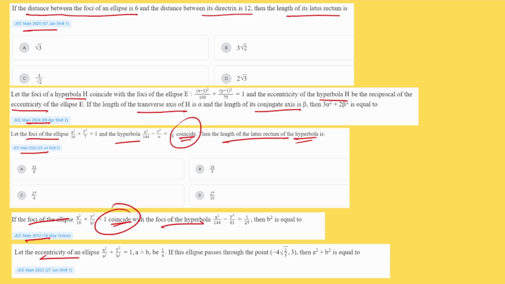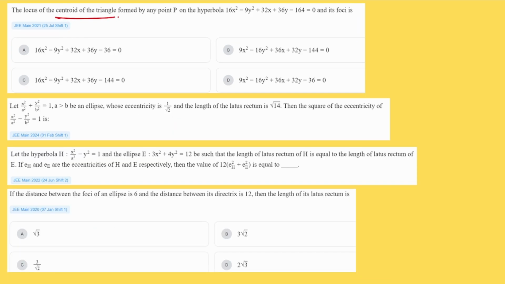Then the eccentricity of the ellipse is given, and they're asking what is a square plus b square, right? Here the ellipse equation, a square and b square, is not mentioned. You need to find it out. This is 2022. Then here it is the centroid of the triangle on a hyperbola and foci they're asking, that is 2021. Eccentricity again is given, latus rectum also given, finding the square of the eccentricity of the hyperbola. You need to find the square of the eccentricity of the hyperbola.